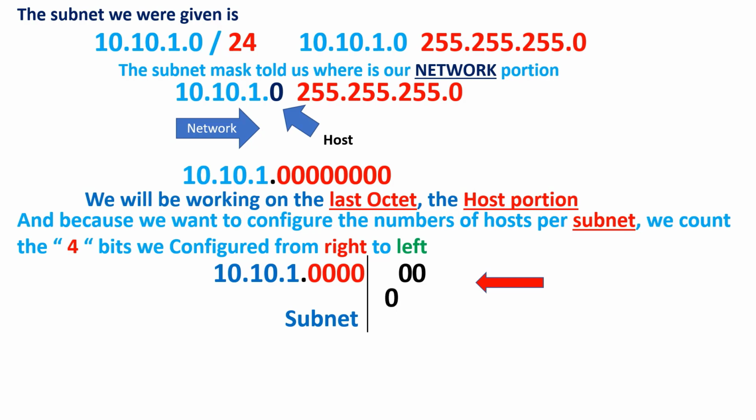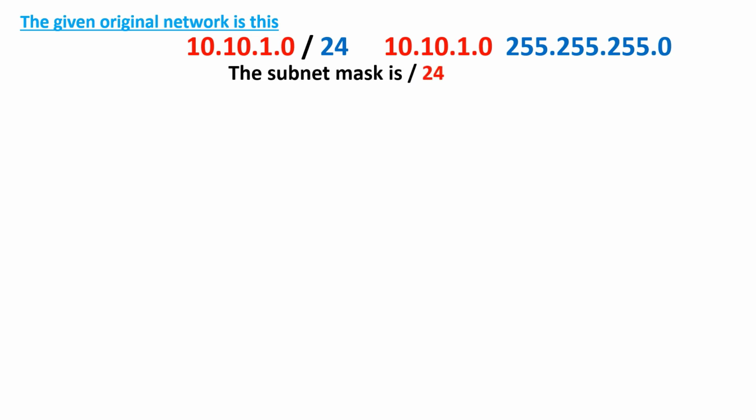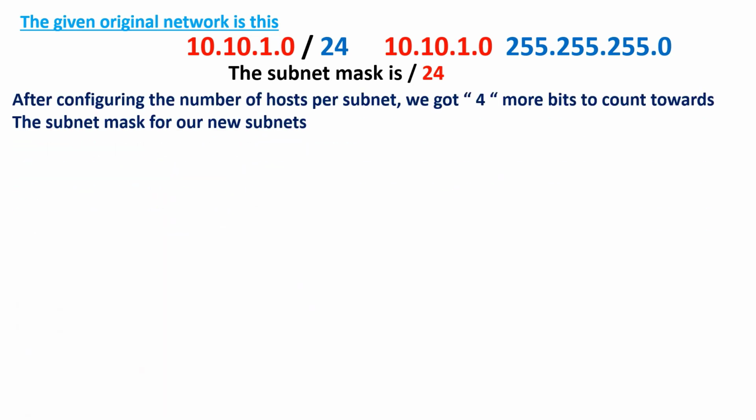So the first 0, the second, and the 4th, this is our host portion and the IP address. The given original network is 10.10.1.0/24, or 10.10.1.0 with a subnet mask of 255.255.255.0. The subnet mask is /24.